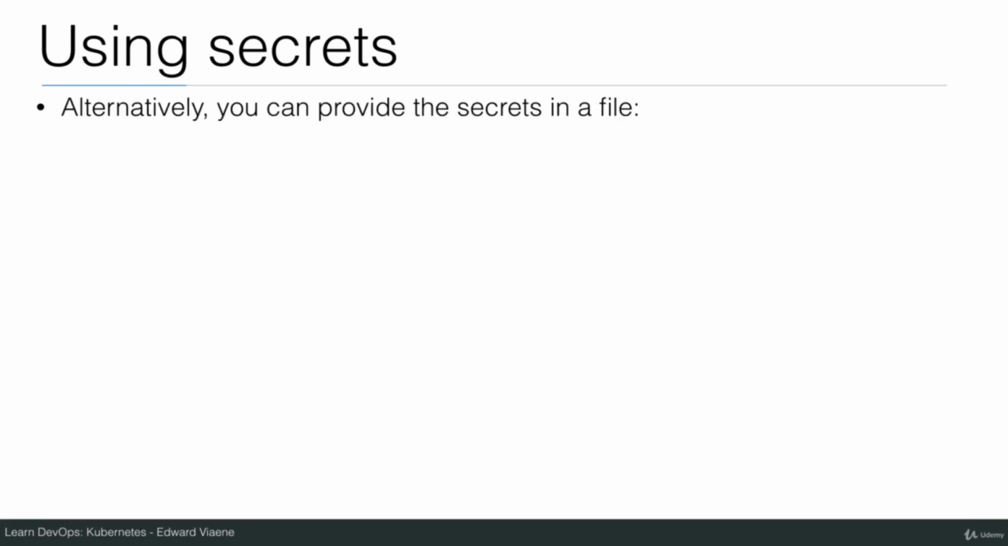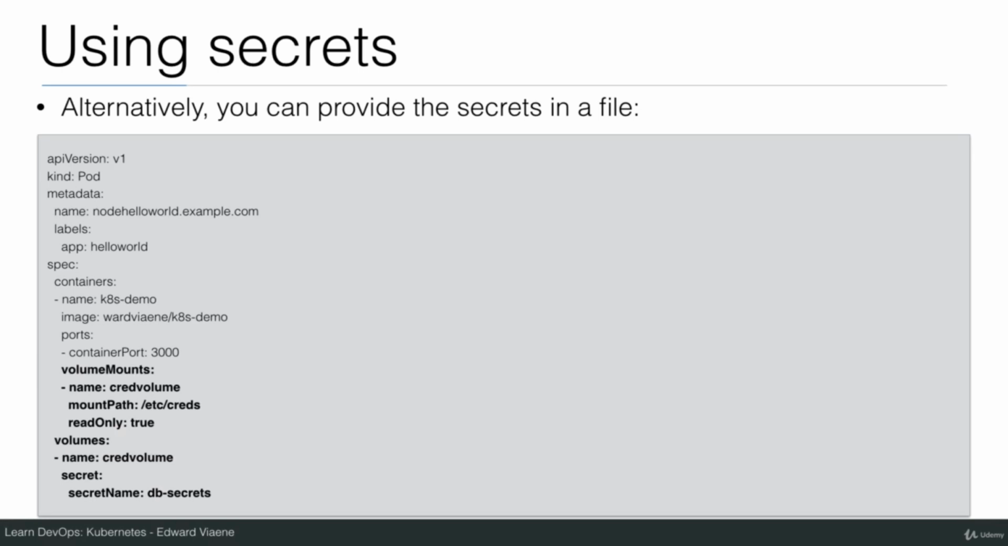Alternatively, you can provide the secrets in a file. Here we have a volume mount. Within our container you want a volume. Volume mount, we give it a name, we give it a path. So this is the path that your app will have to use. It's /etc/creds. Read-only true, your app that is running in this container cannot change this, it can only read this.